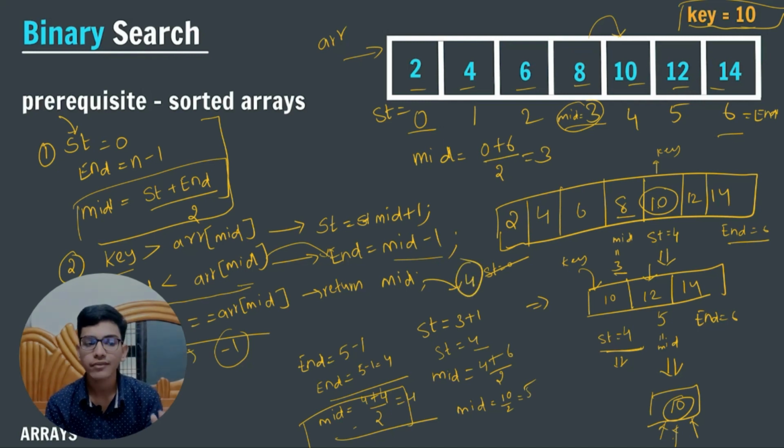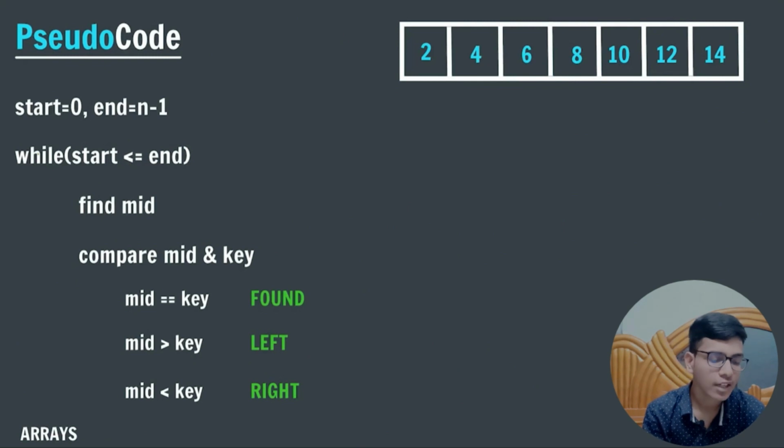So this is the working of binary search. I hope you have got the logic, and if you didn't, then rewind the video and watch it again. You will definitely get the logic. Now this is the code. First of all, we will create a start variable. Start is equal to 0. We will initialize it with 0.